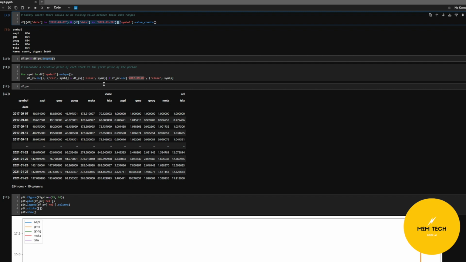Okay. And then I'm going to plot the relative price on this chart. So we can see that the trend seems to be going upward. The price seems to go up. Okay, so just keep that in mind for now.